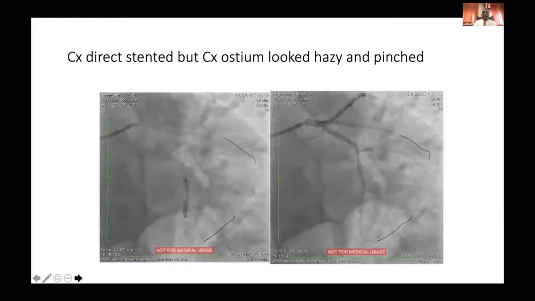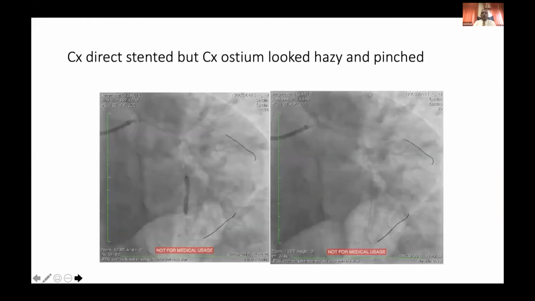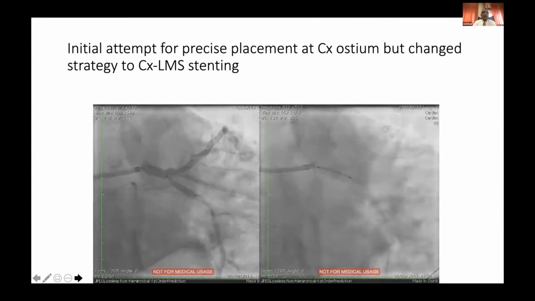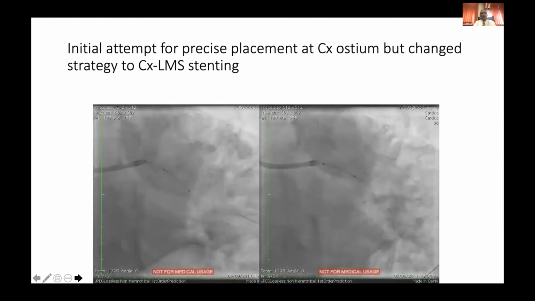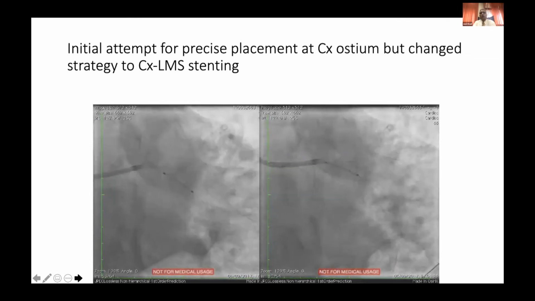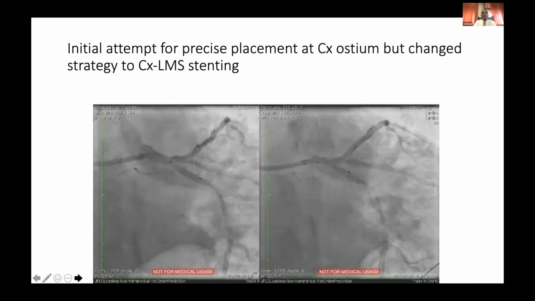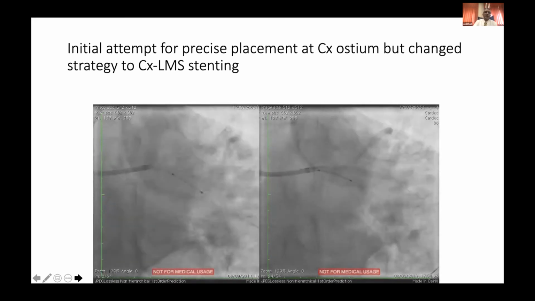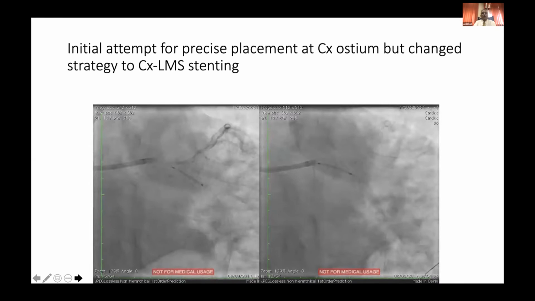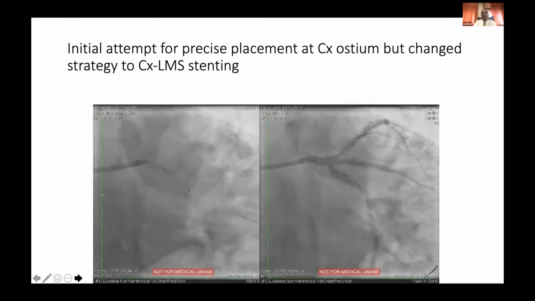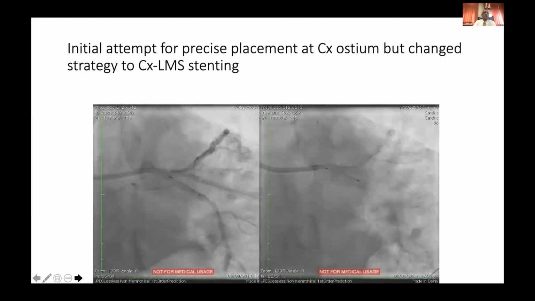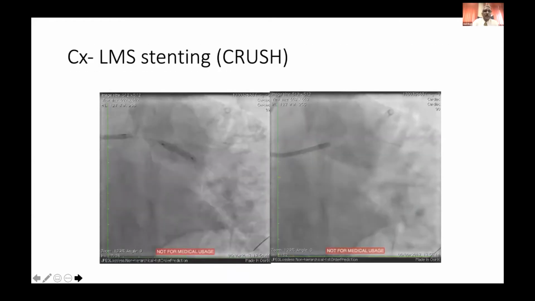But by now, the circ ostium looked a little hazy and pinched, and we did not have intravascular ultrasound available in that lab on that day. So initially we thought we'd do a precise placement, but later we knew we were using a 3.5 millimeter stent, so we could pull the stent back into the left main, and we decided that we will crush the ramus stent, because it had come into the proximal circumflex, and this was the circumflex to left main, which was stented.